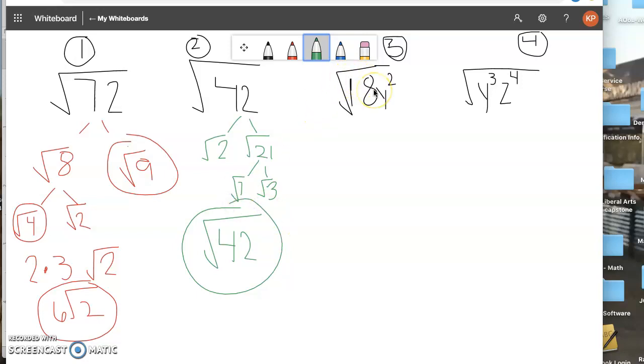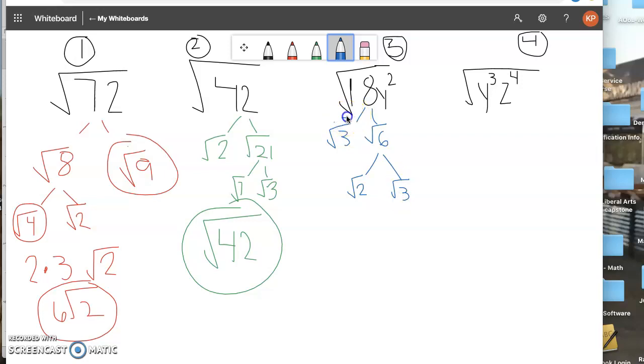Moving on to another example. If I wanted to take the square root of a number as well as a variable, I want to break down the number first. So let's think of 2 factors of 18. And I'm going to choose 3 times 6. Now neither 3 or 6 are perfect squares, but I can continue to break down 6 and get the square root of 2 times the square root of 3. Once again, neither of them are perfect squares.